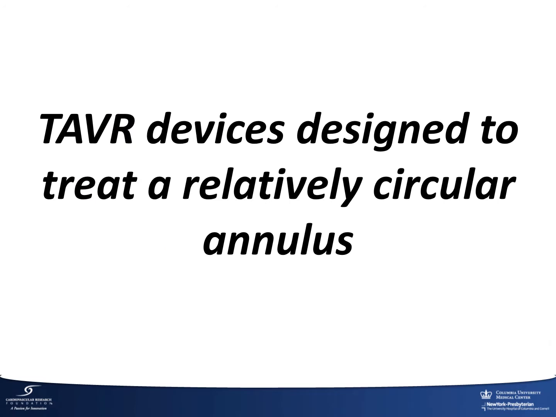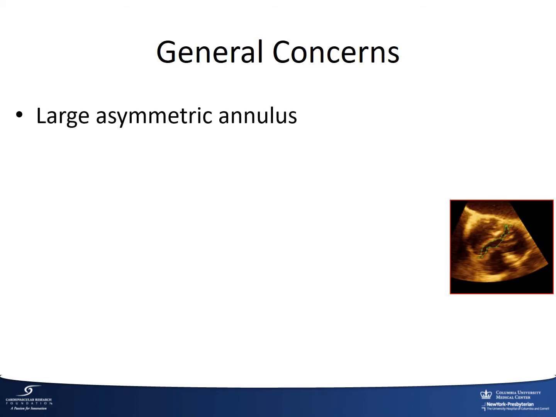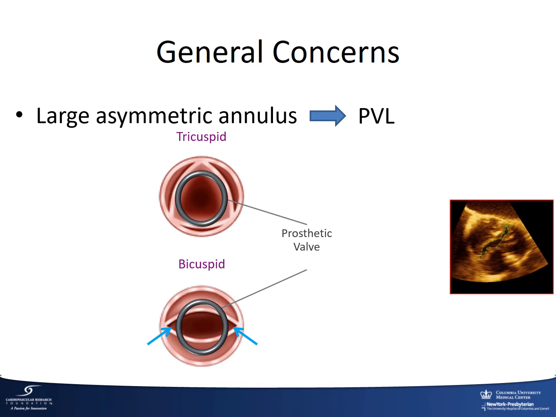One of the challenges with treating bicuspid valve disease is that TAVR devices are designed to treat a relatively circular annulus. Since we're not removing the leaflets, heavy calcium may lead to asymmetry. And so there's a lot of concerns with bicuspid valves in general. The first is that usually patients have a large asymmetric annulus, and this could lead to paravalvular regurgitation.